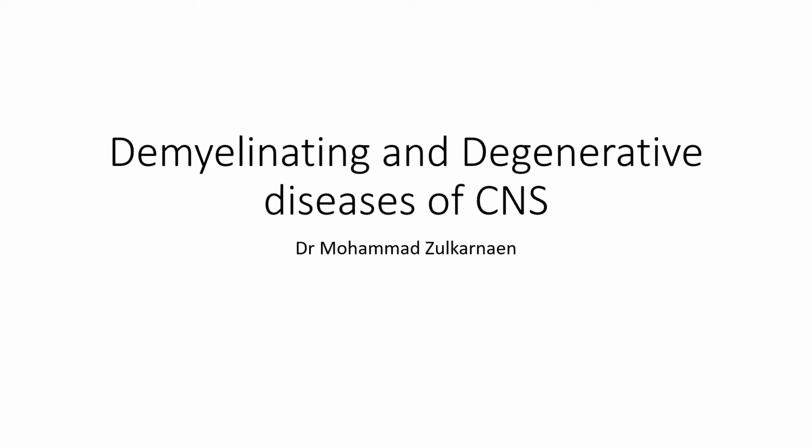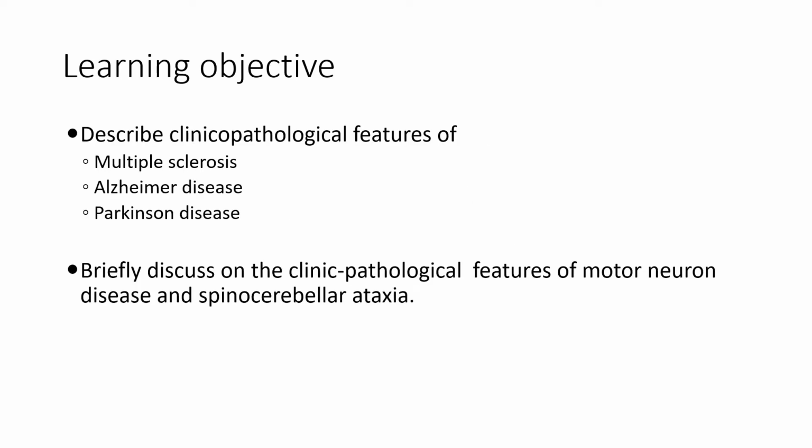Today we will look into demyelinating and degenerative diseases of the CNS. In part 1, we will focus on demyelinating diseases of the CNS, and in part 2, we will look into degenerative diseases of the CNS. We will focus on the clinical pathological features of multiple sclerosis, Alzheimer's disease, and Parkinson's disease, and we will briefly discuss motor neuron disease and spinocerebellar ataxia.